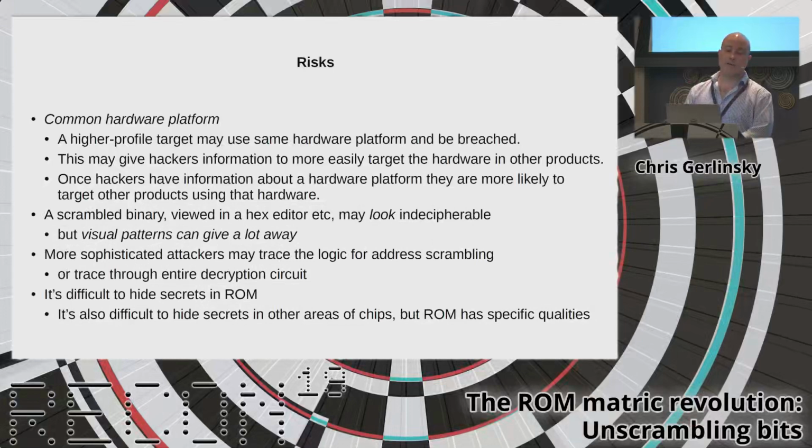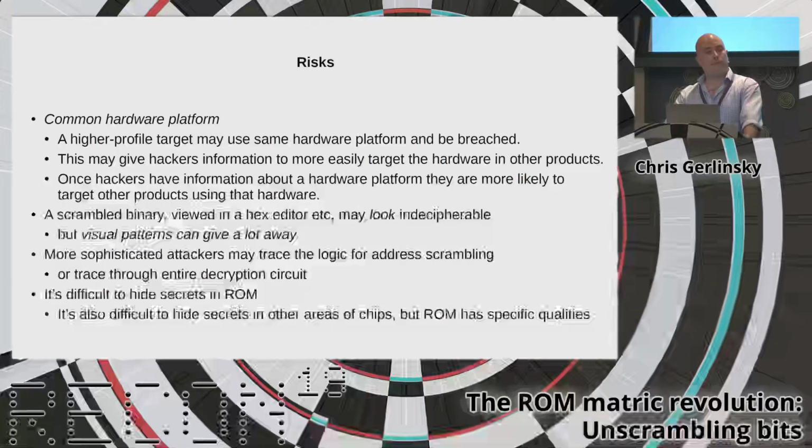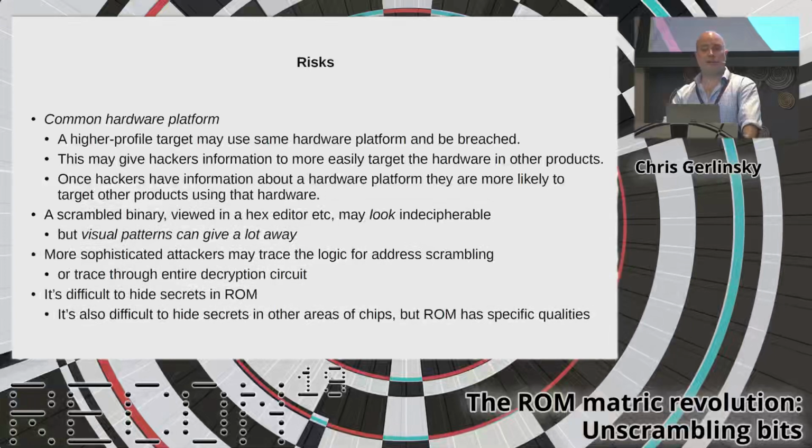Also, the scrambling inside the ROM: a lot of the time, if you're looking at the raw binary image in a hex editor, it might look very indecipherable, but when you start to look at it visually on the ROM inside the chip, the visual patterns can really give a lot away. So it's very important to actually check that your scramble is scrambling enough that people aren't going to be able to just visually identify these patterns.